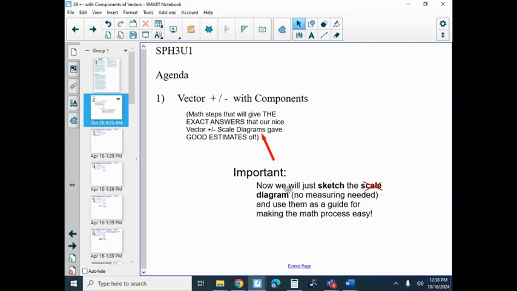Okay, so as part of this, it's important for you to recognize that you really should still sketch the diagram. You just don't need to measure anymore. So it's not a scale diagram. It's just a good representation of the concepts.